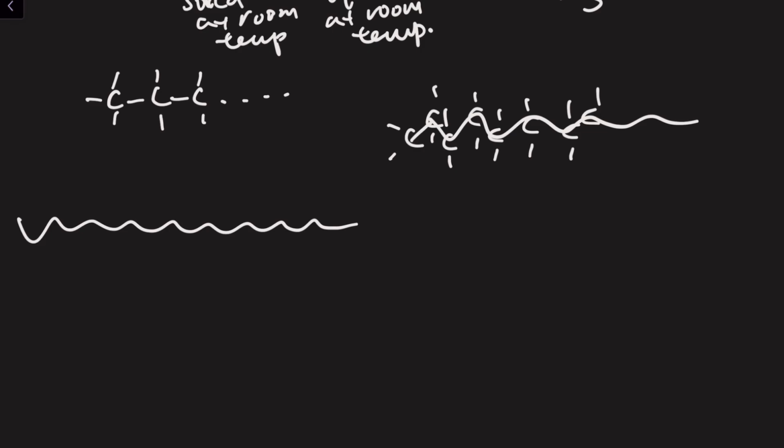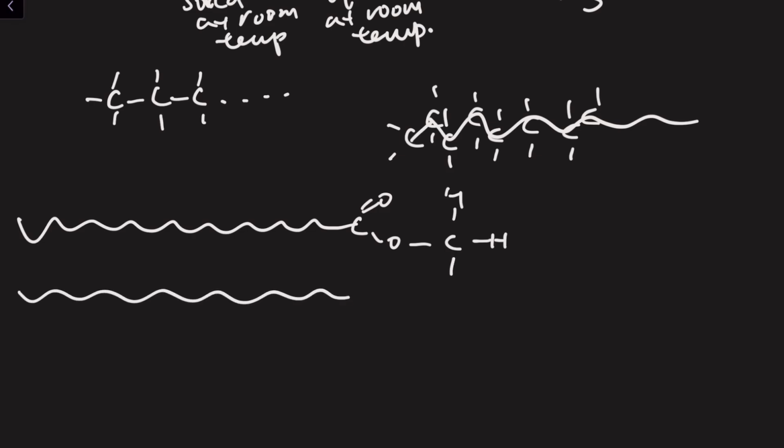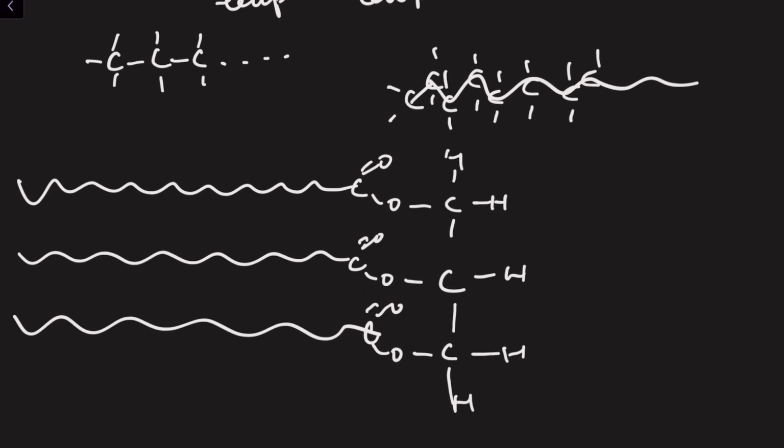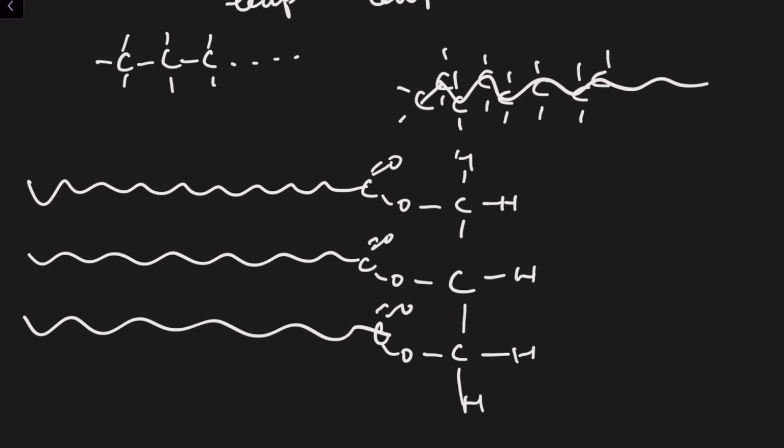So you have a very long carbon chain. You have a carbon here. And then you have another one. Because it is a triglyceride, we need 3. Then the last one. So this is what triglyceride or fats and oil, the vegetable oil you use to cook food, looks like.